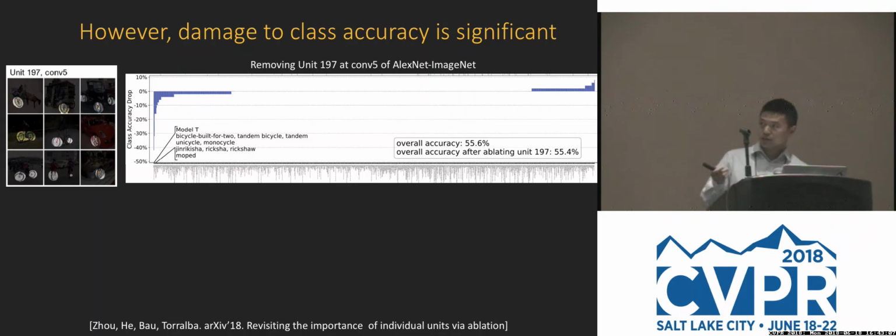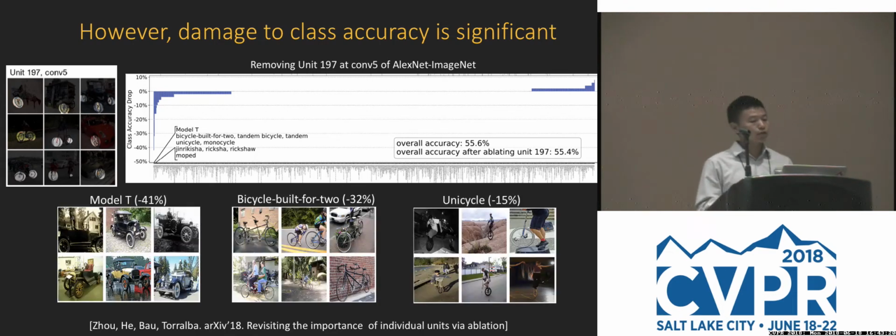So from the visualization, we can see this unit is selective to wheels. So if we remove this unit, some of the classes have been damaged a lot for their class accuracy. Here I show you some examples for the top three damaged classes. For the Model T, the class accuracy is damaged by more than 40%. For the bicycle built for two, the damage is more than 30%. For the unicycles, the damage is 50%.